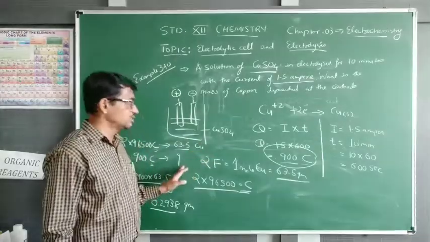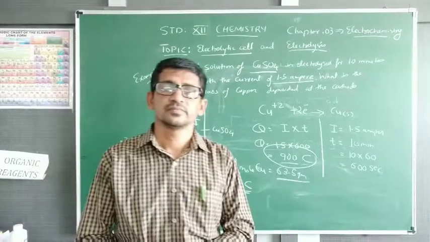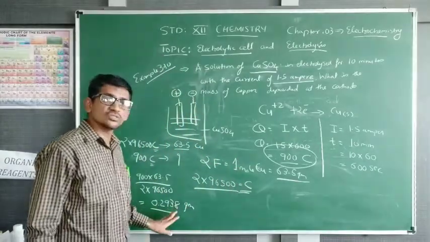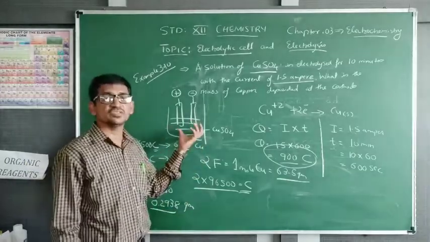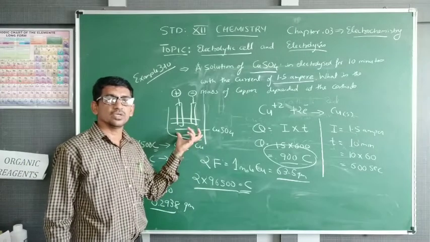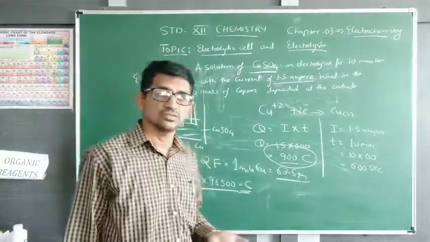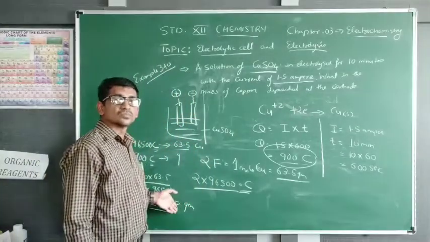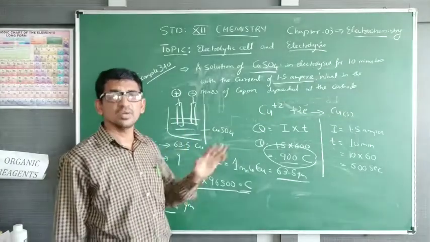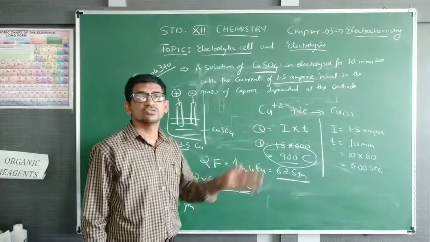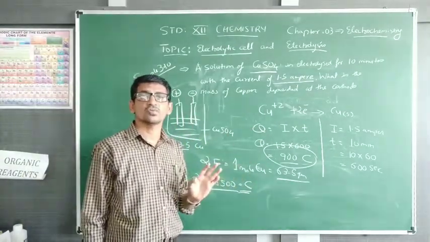But practically, this is theoretical. If you find it practically, the value does not come like this. For that, we have to find the efficiency of the cell. No cell is 100% efficient. So efficiency is the product obtained practically divided by the product obtained theoretically, multiplied by 100. That gives the efficiency of the cell, and it is always less than 100.